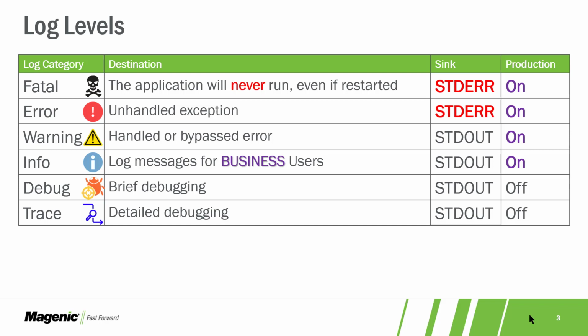Notice that debugging and tracing are normally off in production, and that the other things, fatal, error, warning, and info, are typically on in production.